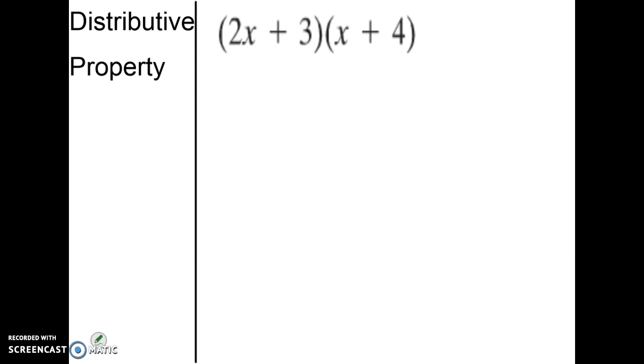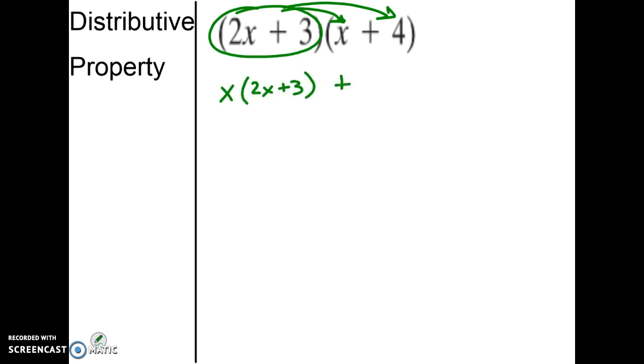And really we're going to use that same idea, but we're going to take this whole first term and distribute it into the x, and we're going to distribute it into the 4. So here I'm going to split that up, so I'm going to have x times 2x plus 3, plus 4 times 2x plus 3. And so now I've split it up and I can use the distributive property again to find out what all of our terms are here.